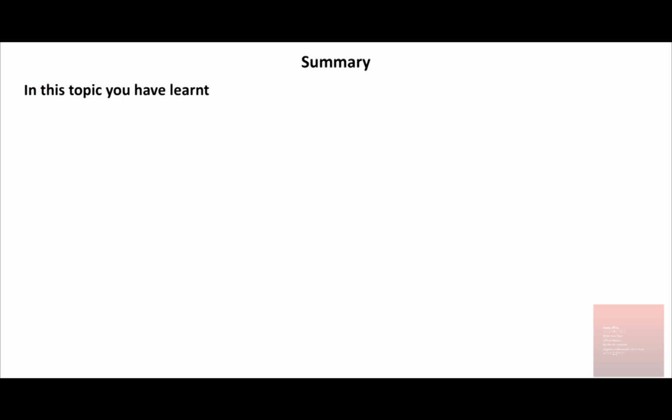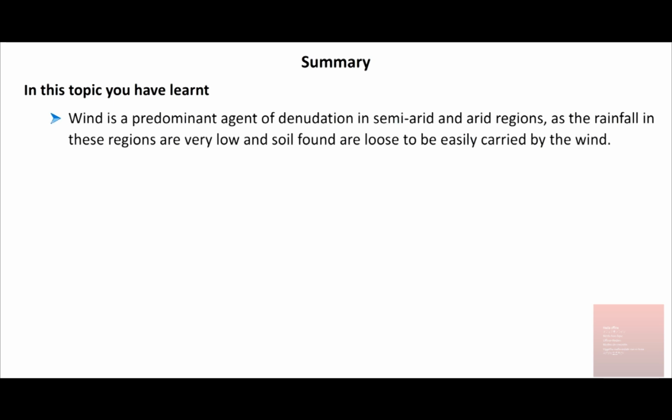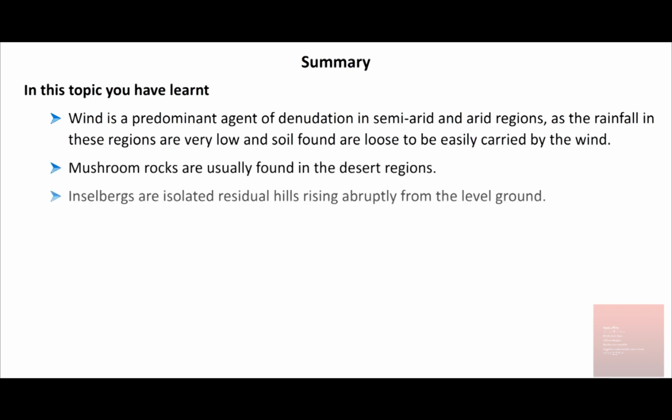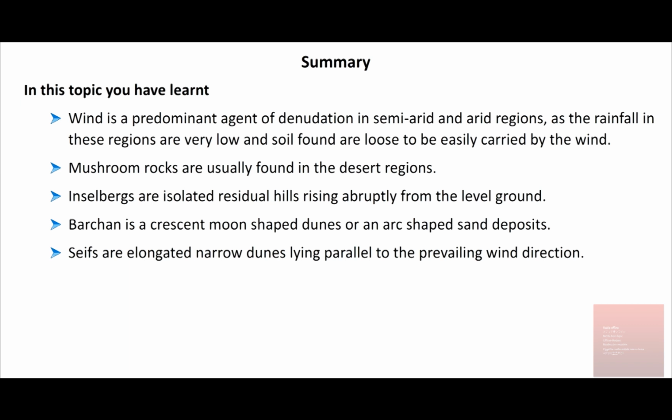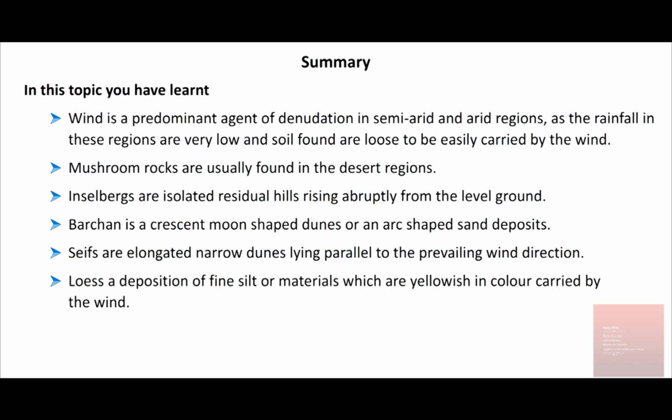In this topic you have learnt, wind is a predominant agent of denudation in semi-arid and arid regions, as the rainfall in these regions is very low and soil found is loose enough to be easily carried by the wind. Mushroom rocks are usually found in the desert regions. Inselbergs are isolated residual hills rising abruptly from the level ground. Barkan is a crescent moon-shaped dune or an arc-shaped sand deposit. Seifs are elongated narrow dunes lying parallel to the prevailing wind direction. Loess, a deposition of fine silt materials which are yellowish in color carried by the wind.